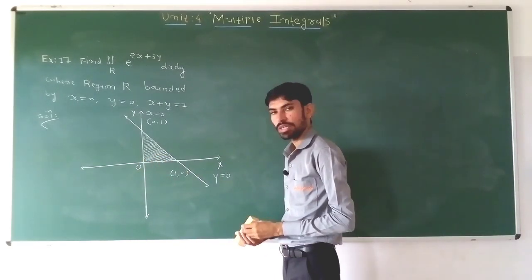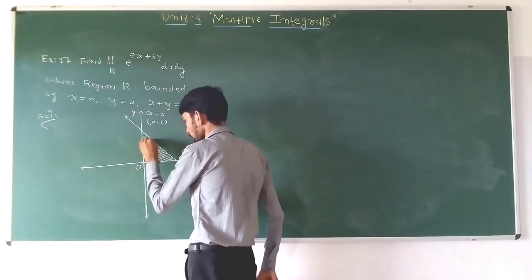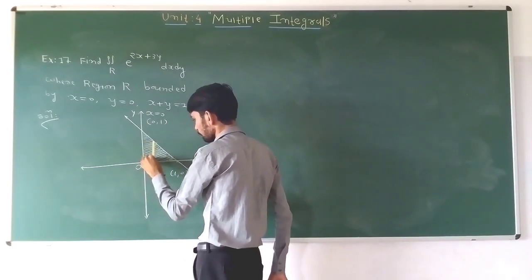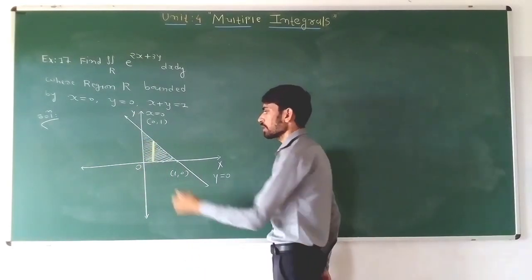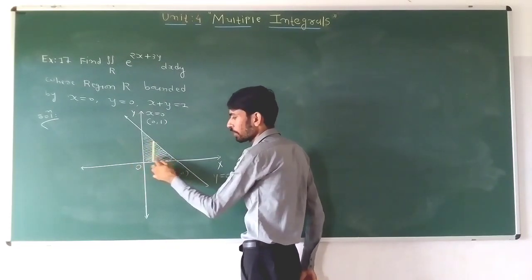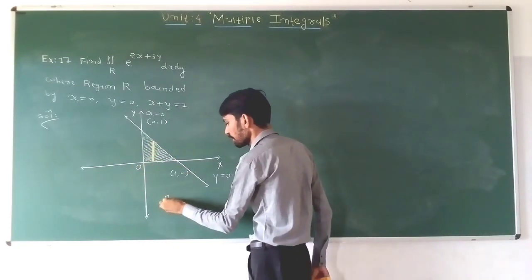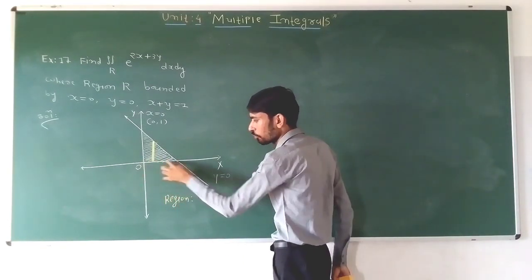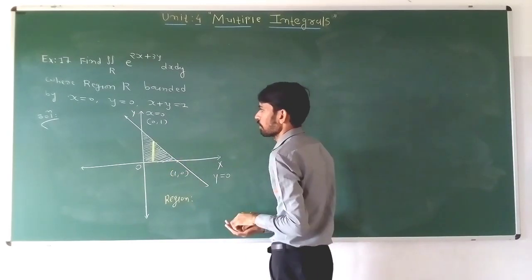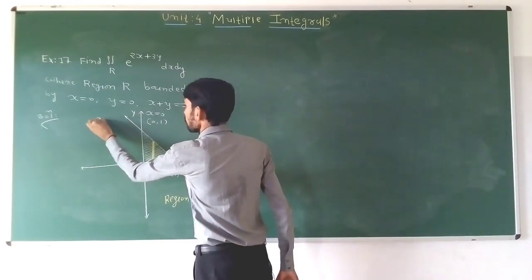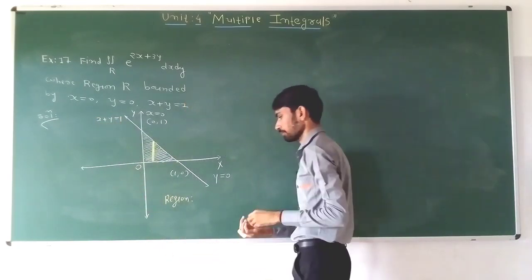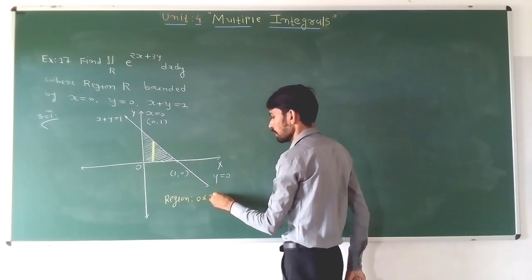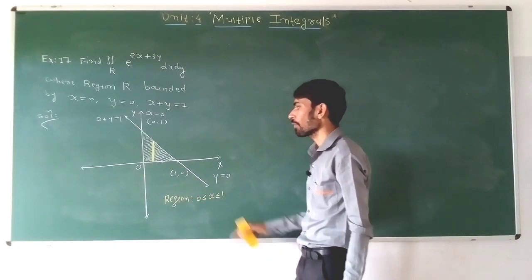So now to find the limits, here we draw a vertical strip in our region. This vertical strip covers the region on the x-axis from 0 to 1. So here we write the limit. On the x-axis it covers the region 0 to 1. And here we write the equation of this line: x plus y is equal to 1. So on the x-axis our region covered is 0 to 1, 0 less than or equal to x less than or equal to 1. Now to find the y limit.